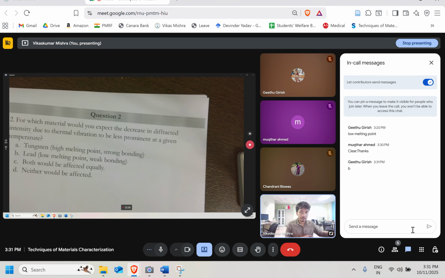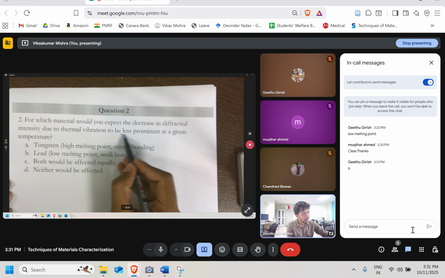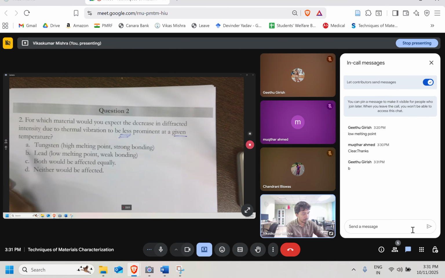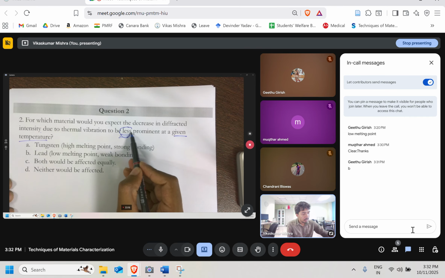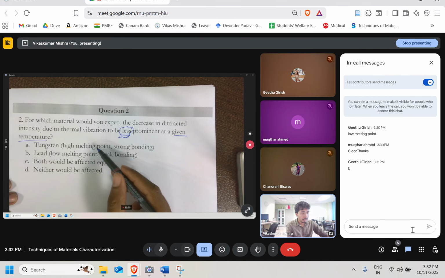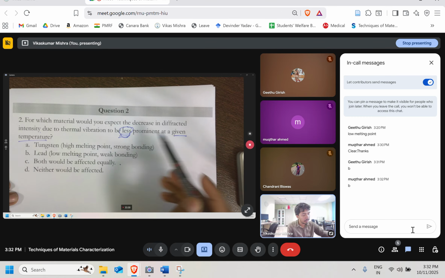Question number 2. For which material would you expect the decrease in the diffracted intensity due to the thermal vibration to be less prominent at a given temperature? So the temperature is fixed. Which will have the less effect? Tungsten, lead, both of them will have equal effect, or neither would be affected.